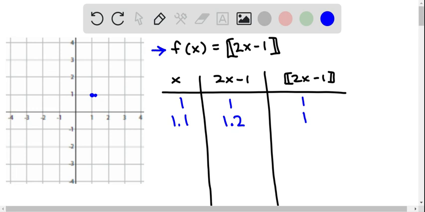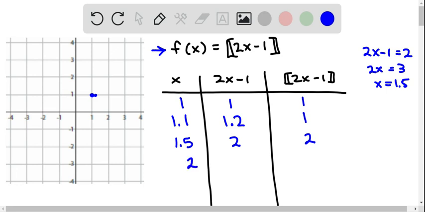Okay, let's figure out the point where it switches from rounding down to 1 to rounding down to 2. So to figure that out, what I want to know is where 2x minus 1 would be equal to 2 or more than 2. So at the minimum, where is it equal to 2? That would be where 2x is equal to 3, so where x is equal to 1.5. Okay, so when we get to x equals 1.5, we double it. That's going to be 3. We subtract 1, now we have 2, and the greatest integer of that is 2.